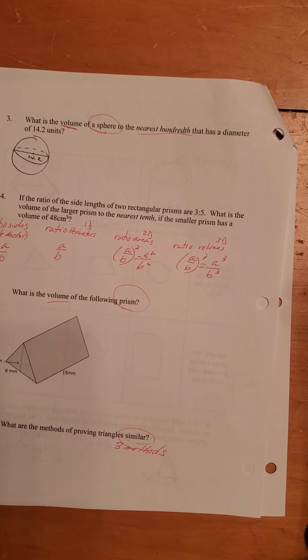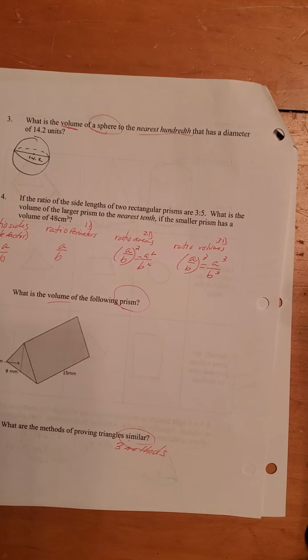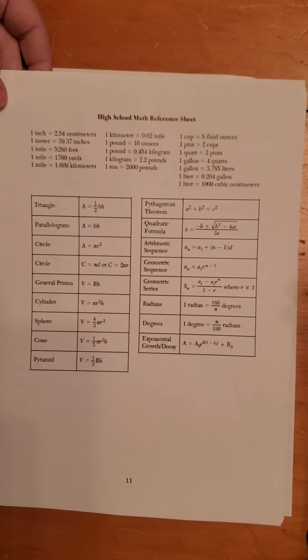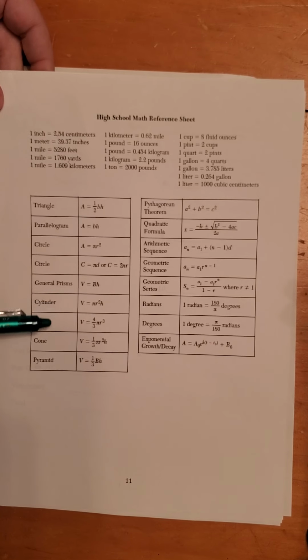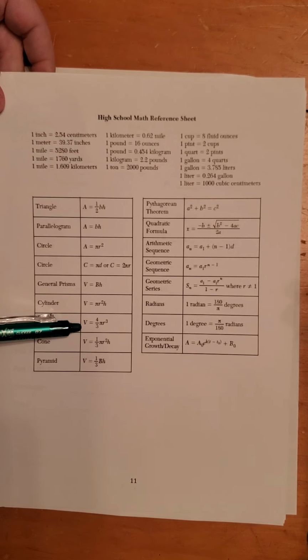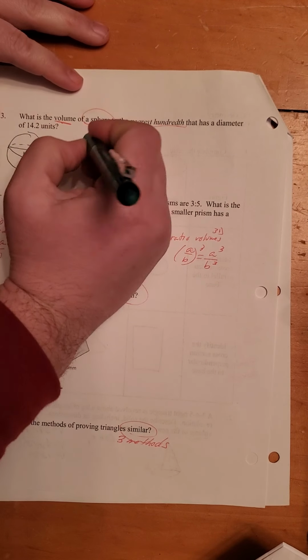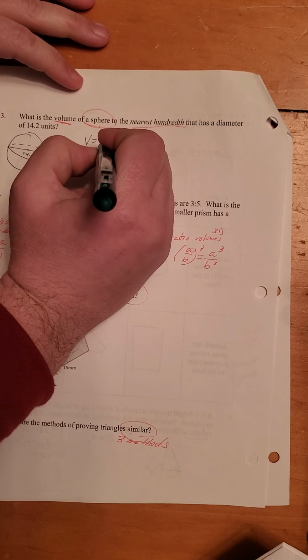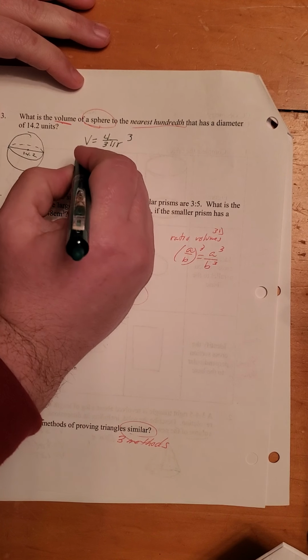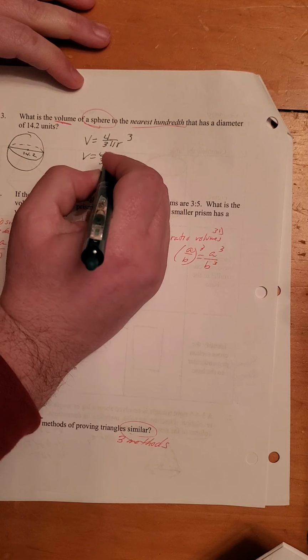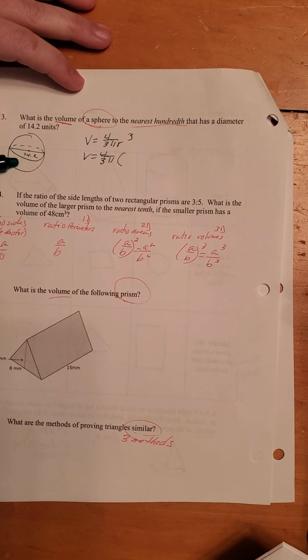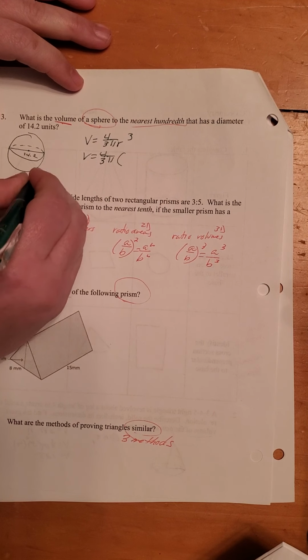And if you're not sure on these volume formulas, where can you find them? Yes, you should be able to find them in your reference table. So the volume of a sphere would be 4/3 pi r cubed. The only one that uses cubed, because the only measurement we have is radius or diameter. So volume equals 4/3 pi r cubed. Now you just have to remember that they gave you the diameter, so the radius is 7.1.